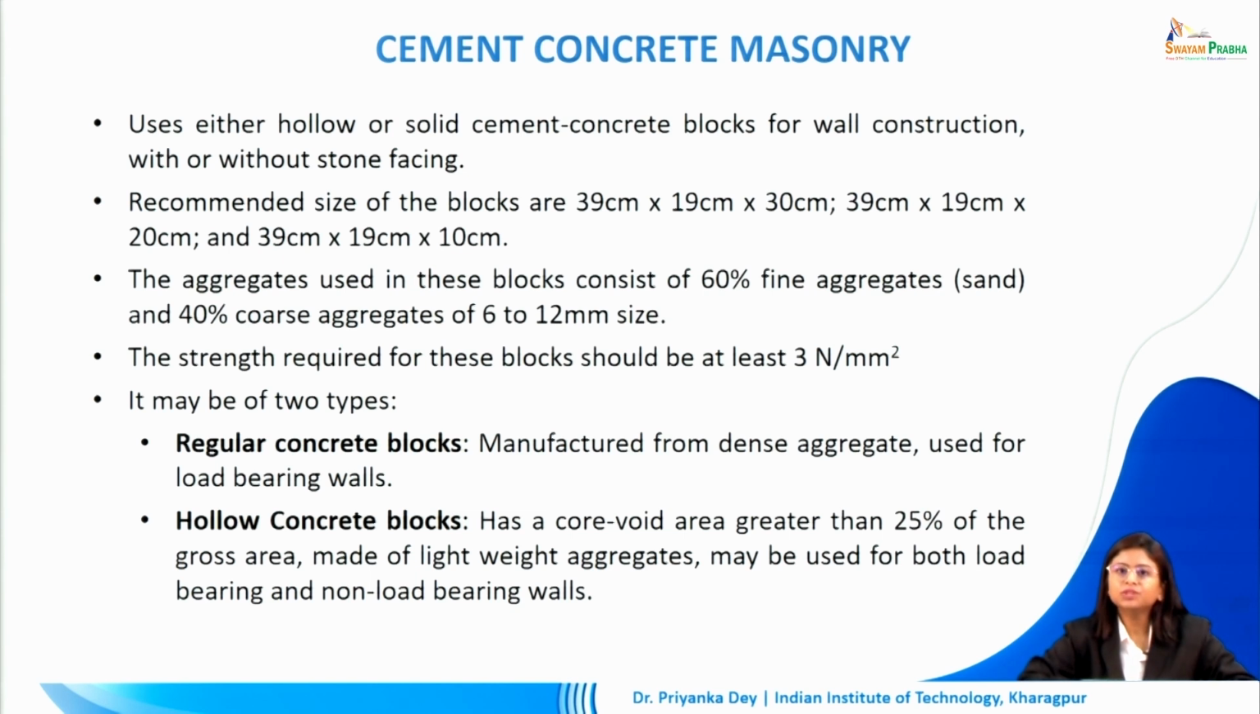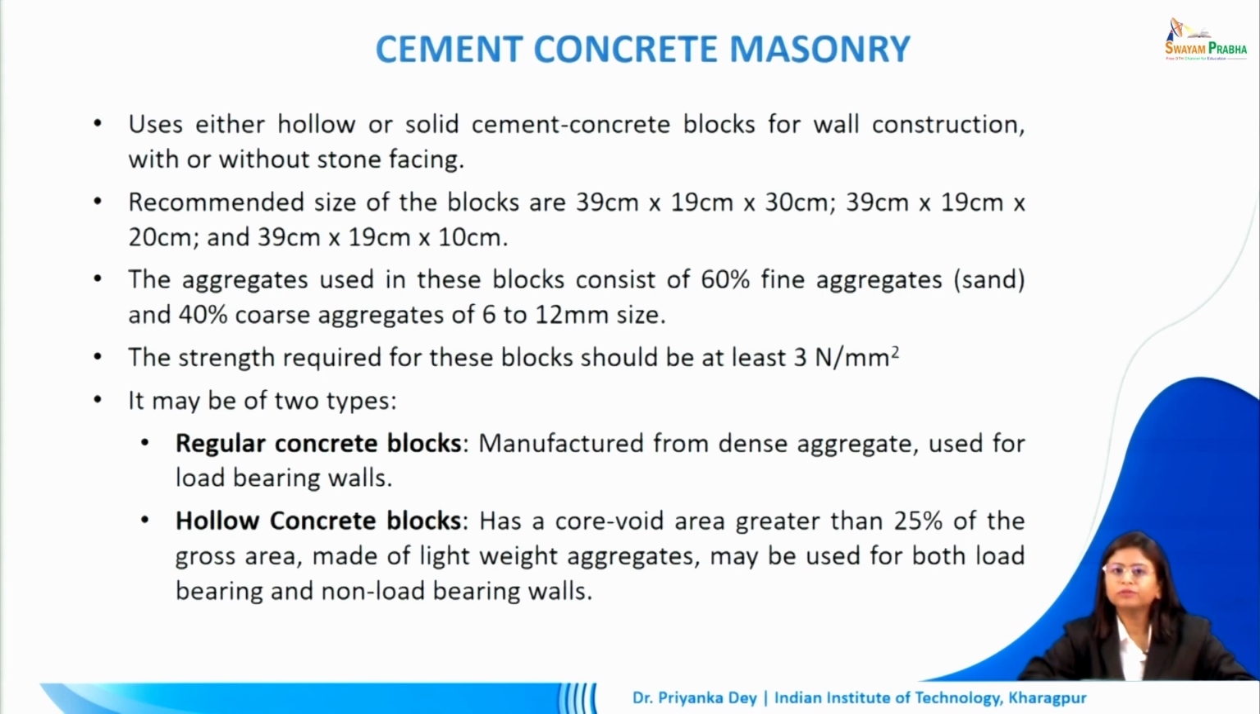The aggregates used in these blocks consist of 60% fine aggregates and 40% coarse aggregates. The strength required for these blocks should be at least 3 Newton per millimeter square. So after the concrete blocks are made, we want to go for testing their strength as well before using them in construction. Normally, certified standard concrete blocks are of sufficient strength.